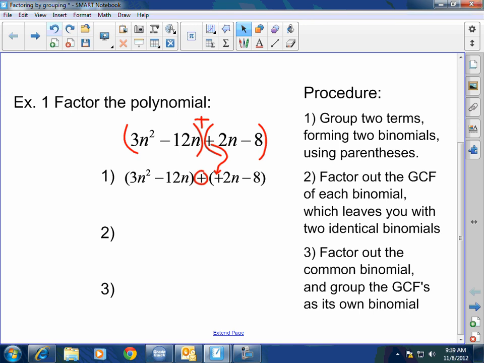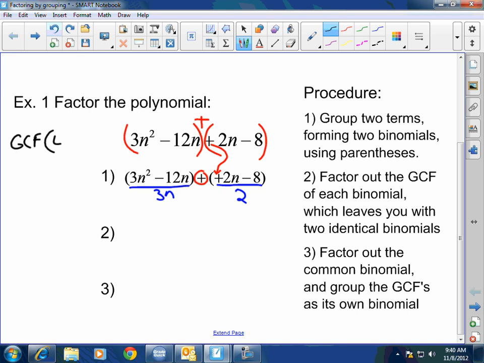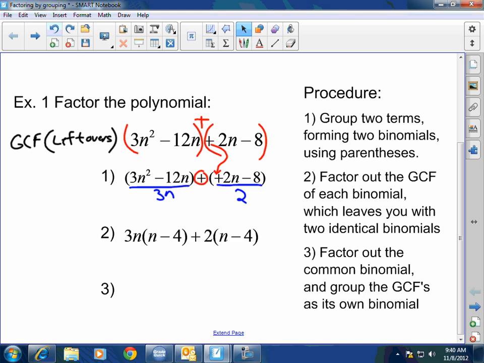Number two, factor out the GCF of each binomial, which leaves you with two identical binomials. Just out of curiosity, what's the GCF for 3n squared minus 12n? 3n. Beautiful, guys. What's the GCF for 2n minus 8? 2. Check this out. Remember that when we factor out a GCF, we've got to put the GCF on the outside. Remember, it's GCF times leftovers, right?